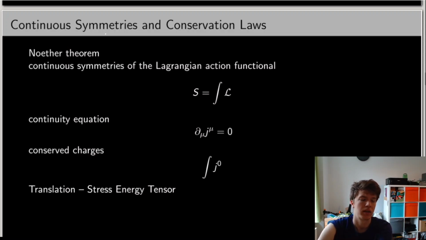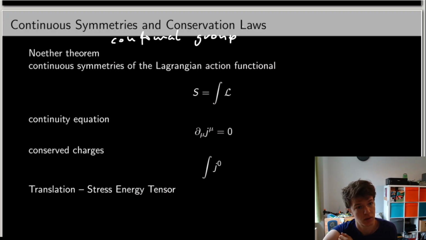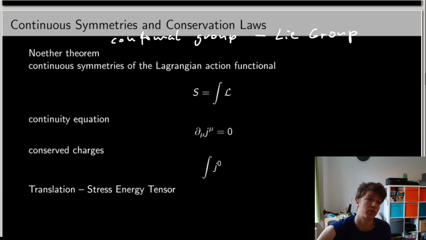And there's also something that we can use when we have continuous symmetries, just in the case of the conformal symmetries and the isometries. We can describe that with a conformal group, which is a Lie group. And because we have continuous symmetries, we can use the Noether theorem to get conserved charges.